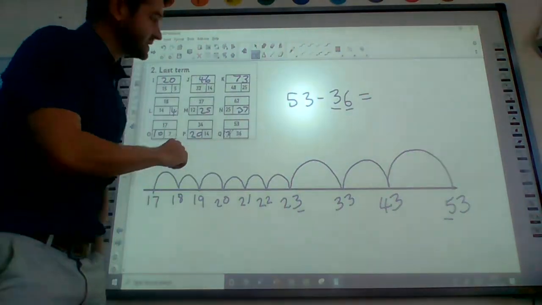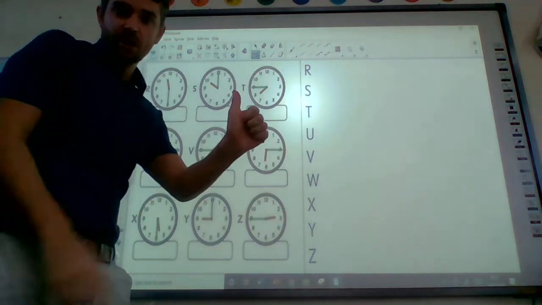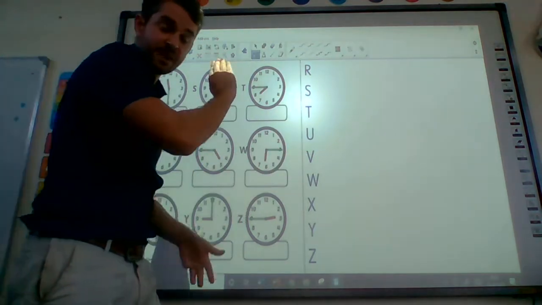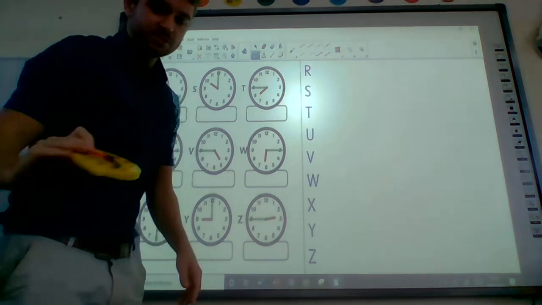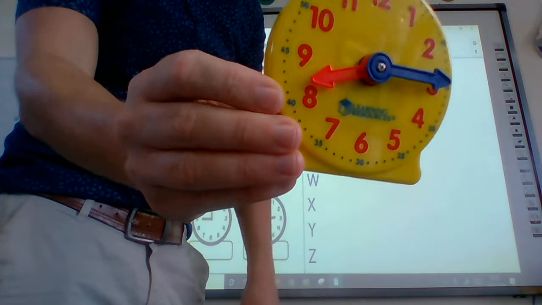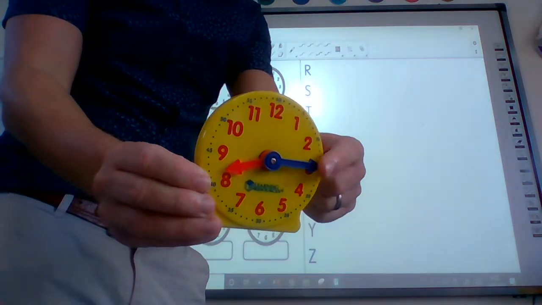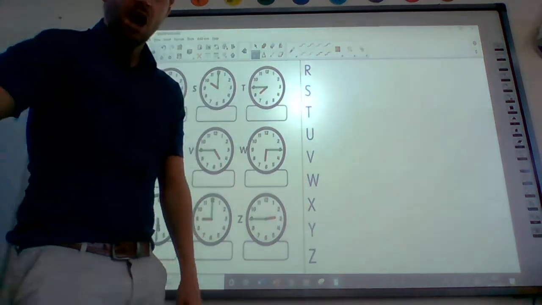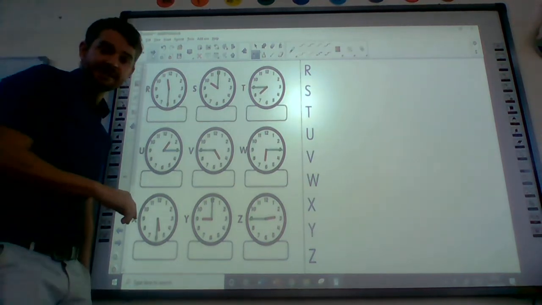Now on to last week. We were thinking about time. We looked at o'clock, quarter past, half past, and quarter to. Thinking about those hour hands, the small hour hands, giving us our clues. Looking at when it's just past the hour, and then looking at the minute hand to decide if it's quarter, half, quarter to, or o'clock. You should have gobbled this down really, really easily.